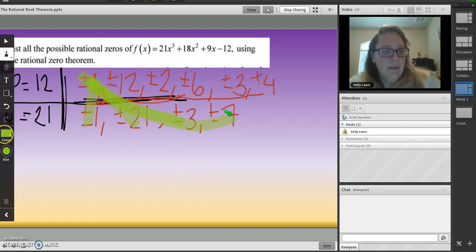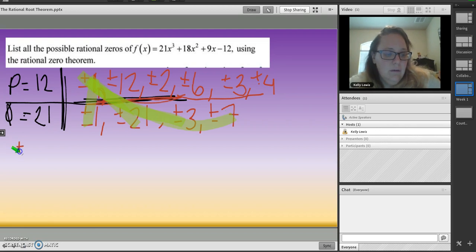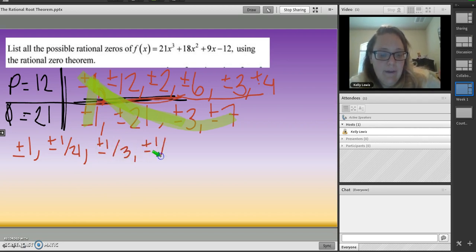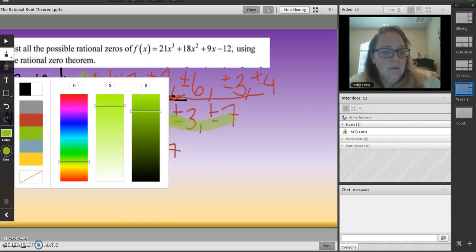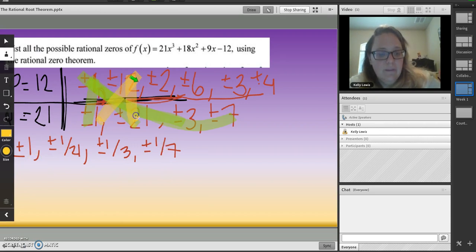Okay, and so we get 1 over 1 is 1. 1 over 2 is 1/2. 1 over 21, sorry. 1 over 3, 1 over 7. And always put plus minus because it can be the positive or negative version. Now we need to do 12 over all of these.